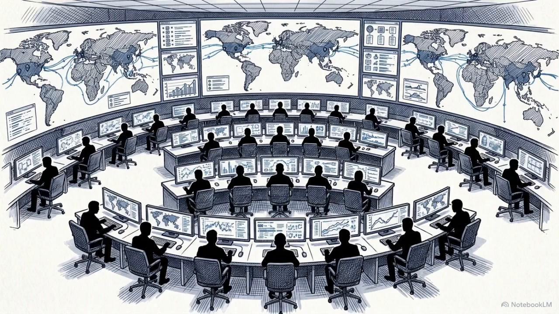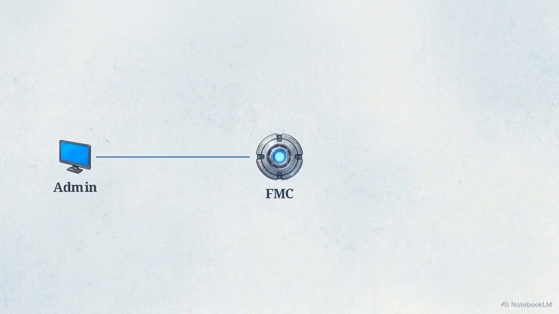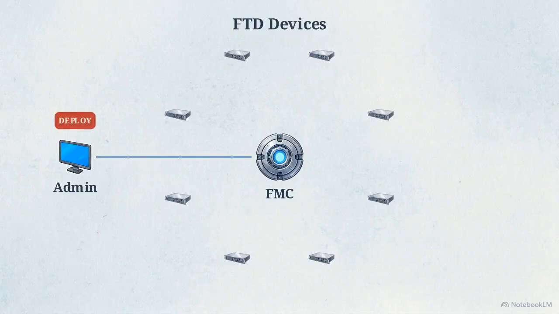Beyond the firewall itself, you'll be asked how to manage multiple devices across a large organization. That is the role of the FMC, or Firepower Management Center. It is the centralized management system for configuration and monitoring. For an example, an admin writes a security policy in the FMC and clicks Deploy to push those rules to dozens of FTD devices simultaneously.